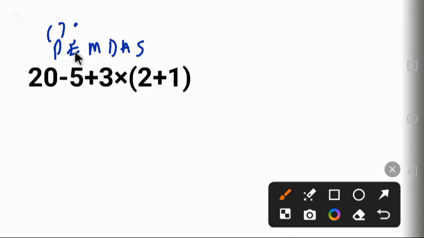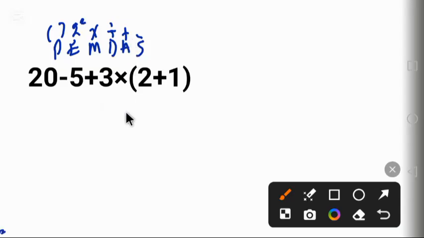The second one is E, which stands for exponent, 2 raised to power 2, for example. And M stands for multiplication, and D stands for division. You work from left to right. A stands for addition, and S stands for subtraction. You evaluate from left to right.